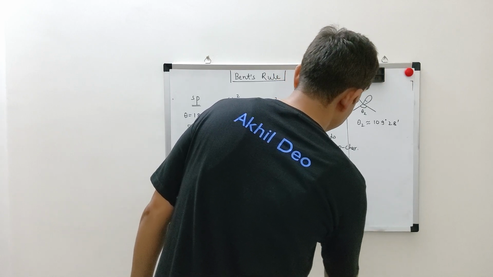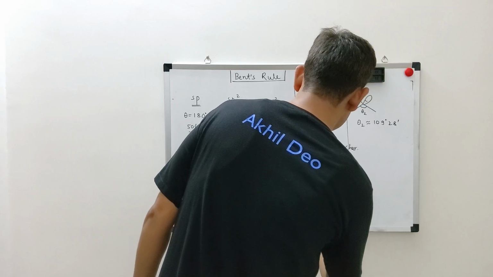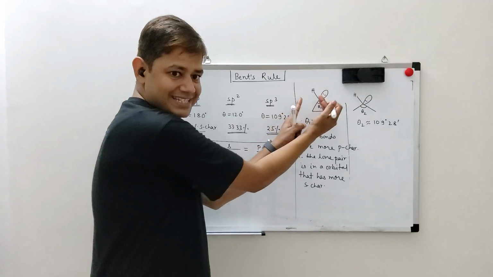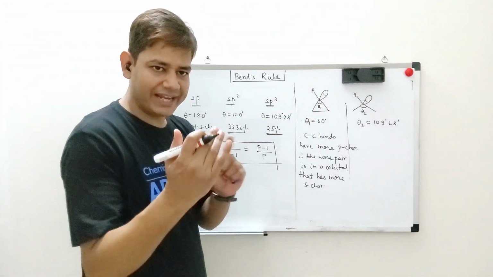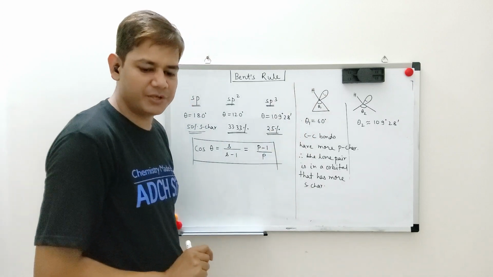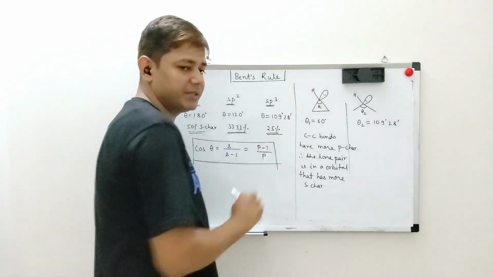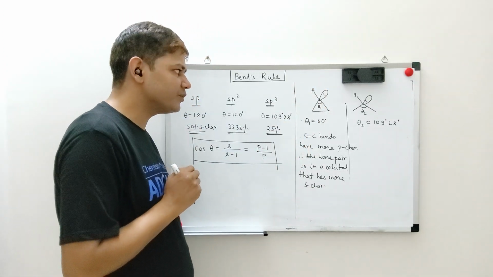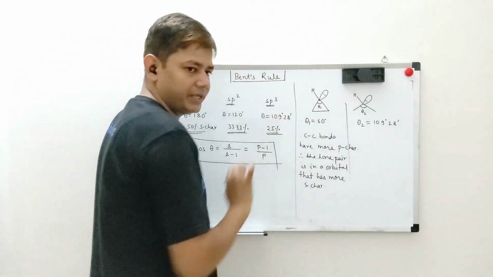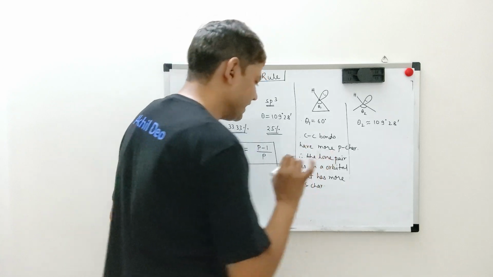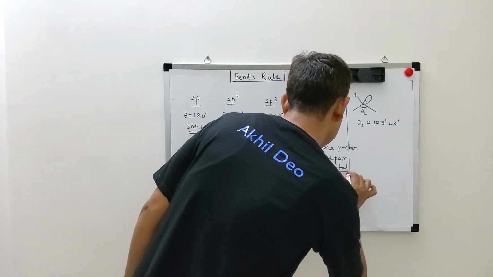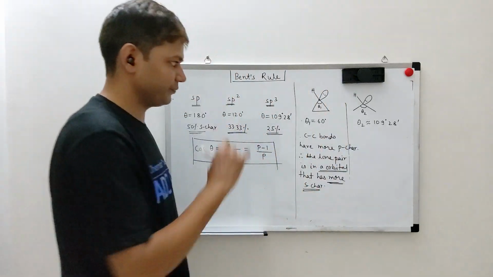The lone pair is in an orbital that has more s character. So the carbon-carbon bond angle is less. A smaller carbon-carbon bond angle will result in more p character in the carbon-carbon bonds. The hybrid orbitals that are forming carbon-carbon bonds will have more p character. As a result, the hybrid orbital in which there is a lone pair will have more s character. The lone pair is in an orbital that has more s character.